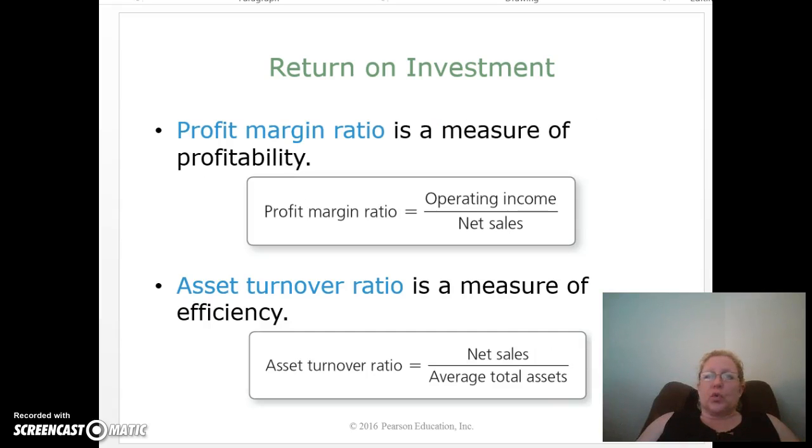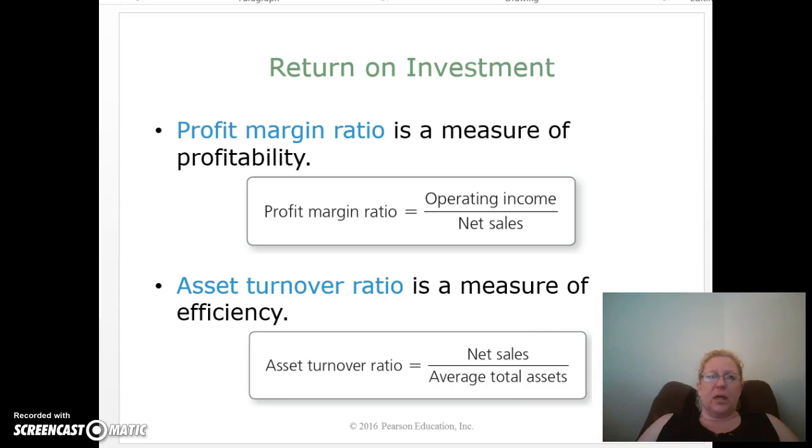To determine what is driving a division's ROI, management often restates the ROI equation in its expanded form. Return on investment equals the profit margin ratio times the asset turnover ratio. The expanded form of a return on investment reveals that profitability and the efficiency of the asset usage are driving the ratio.